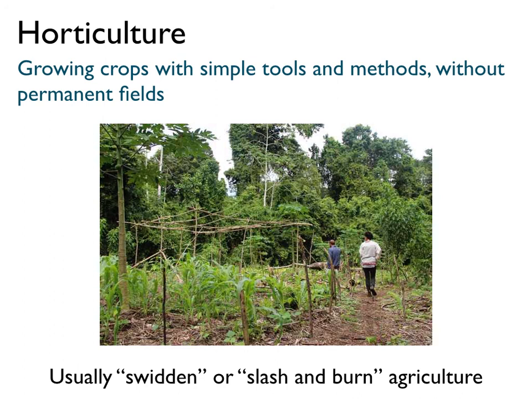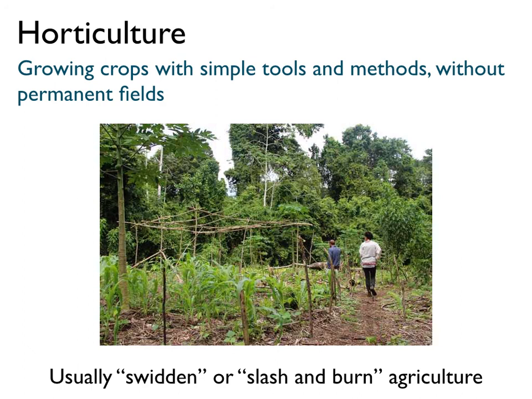And what people have to do is clear a section of the forest, usually tropical forest. Most horticulture occurs in tropical areas around the world. They have to clear the fields. Usually they'll burn off the plants that they've cleared. This will put some nutrients in the soil. Horticulture often occurs in areas with very poor soils. Tropical soils tend not to have a lot of nutrients in them.